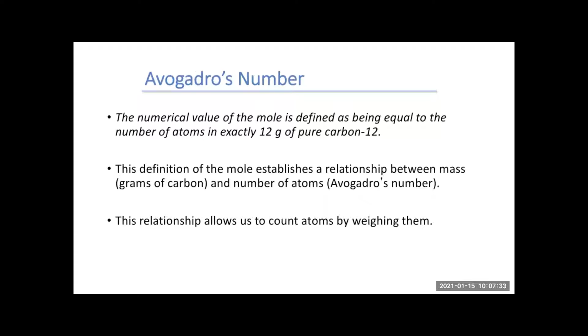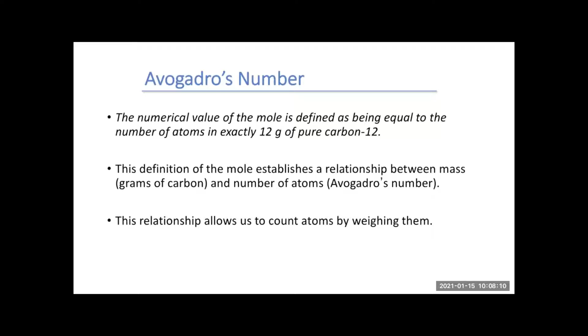For that, we're going to use Avogadro's number. Avogadro's number is a numerical value. It's the numerical value of a mole. And we define that as being equal to the number of atoms in exactly 12 grams of pure carbon-12. So however many atoms there are in exactly 12 grams of carbon is Avogadro's number.